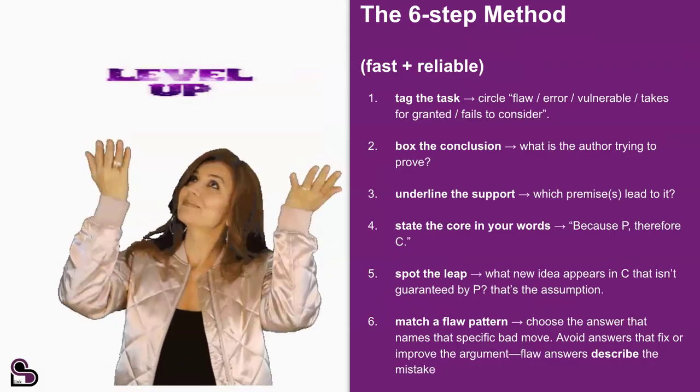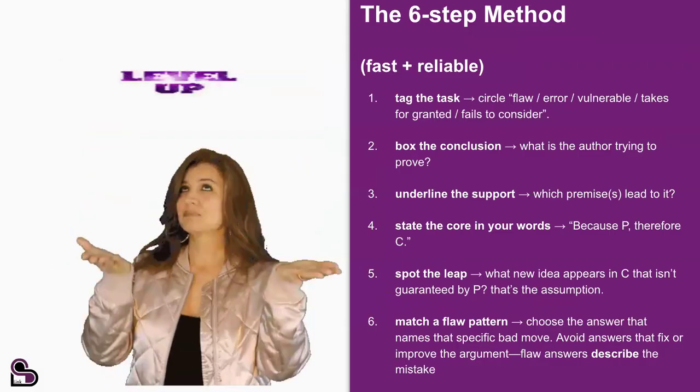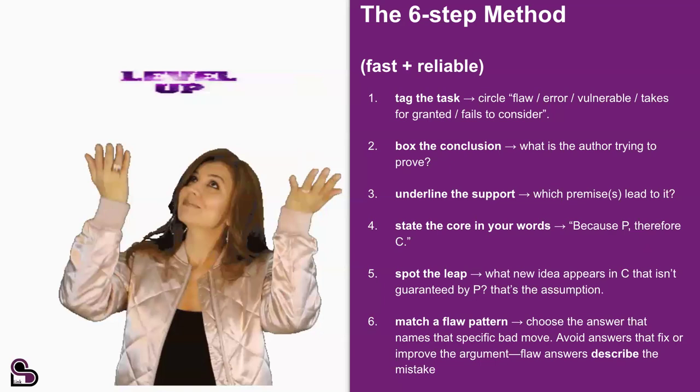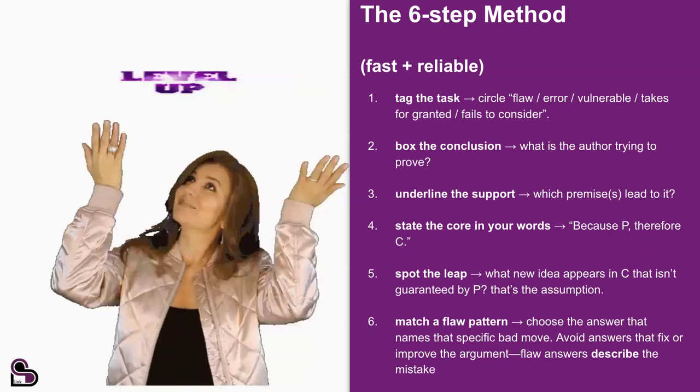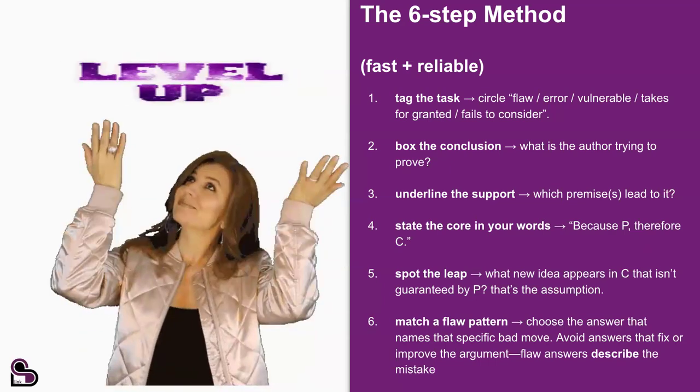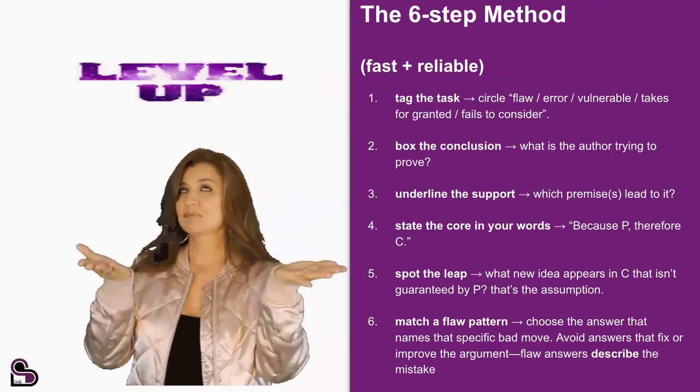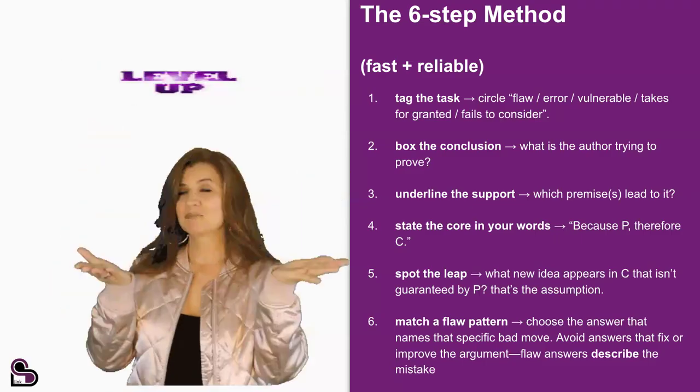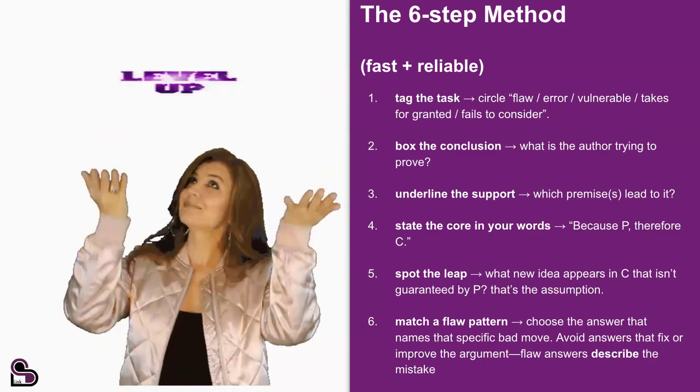Circle that. Then box up the conclusion. What's the author trying to prove? So what's missing to prove what the author wants to provide you with? 3, underline the support. Which premise led to it? 4, state the core in your words. Because of P, therefore C.